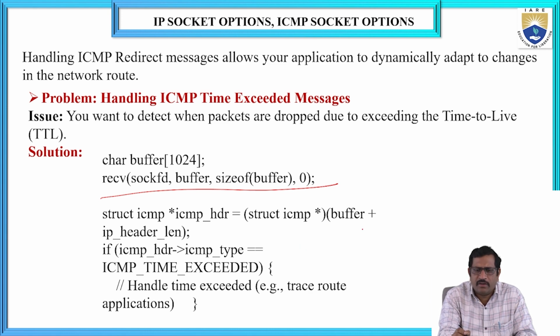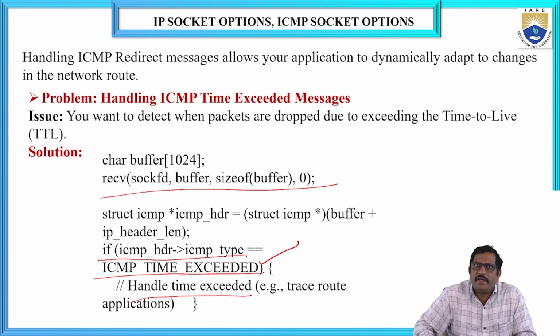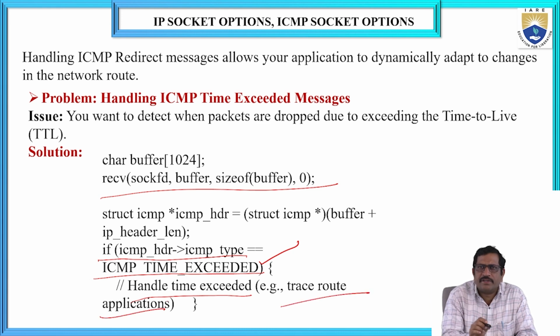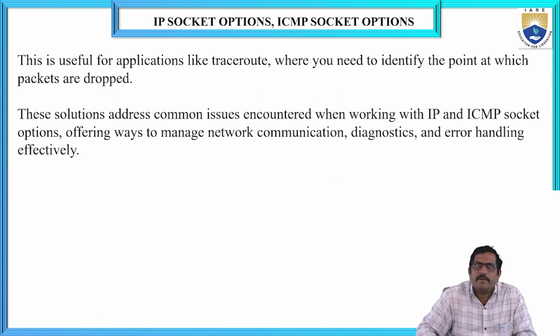Now, if this function is true, if the ICMP header is greater than the ICMP type, ICMP time exceeded, and it is true here, now it handles the time exceeded. The time will be exceeded due to packets being dropped or damaged while transmitting between two hosts, that means from one network to another network. This is very useful for applications like traceroute, where you need to identify the points at which the packets are dropped.